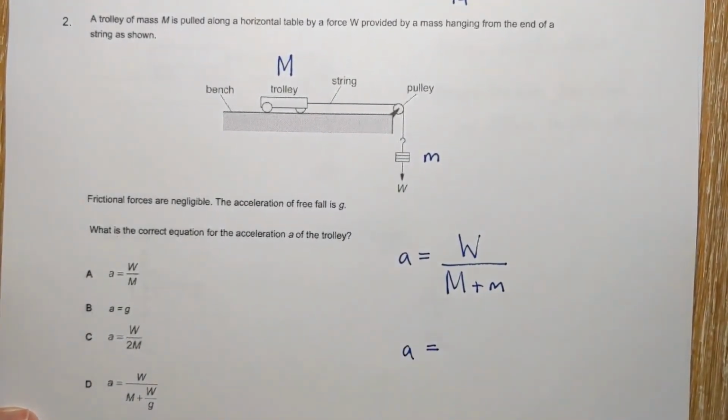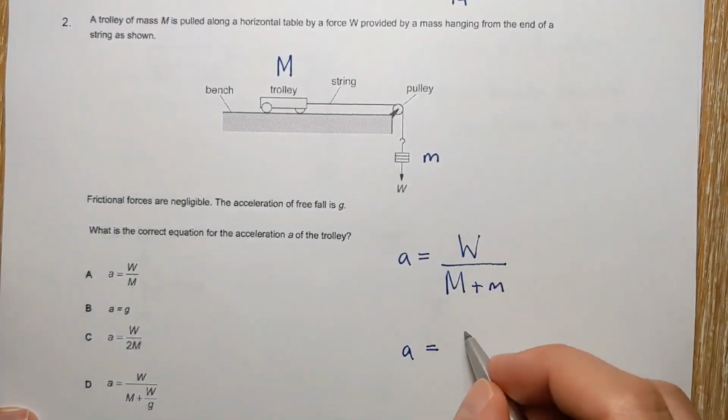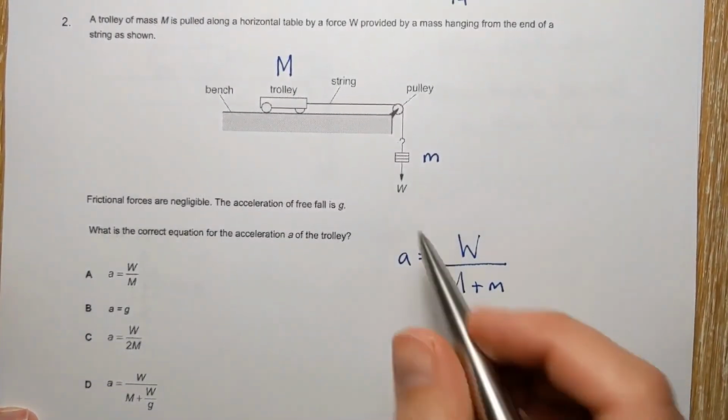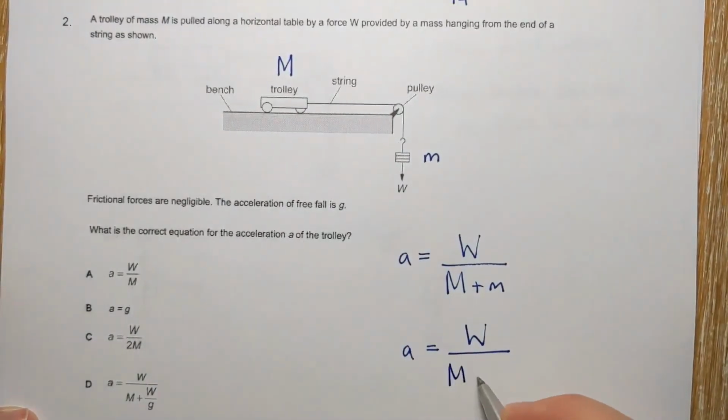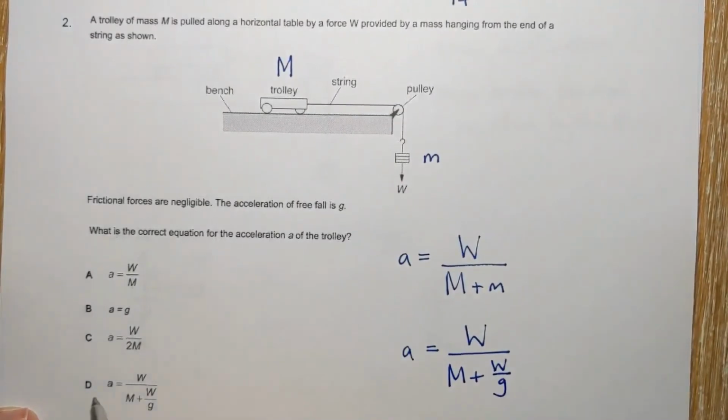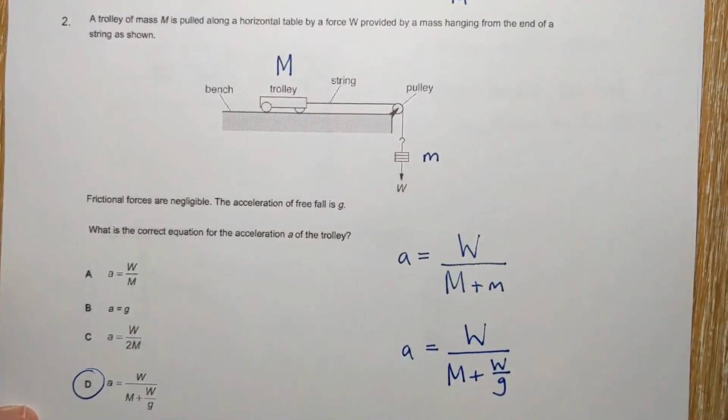And you've probably spotted the answer by this time, but to see it through, the mass here is the weight over g. And so D is the right answer there.